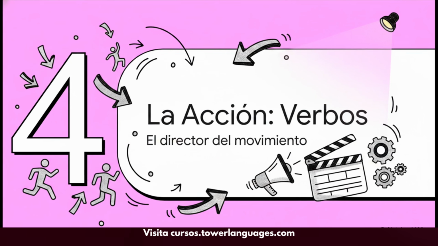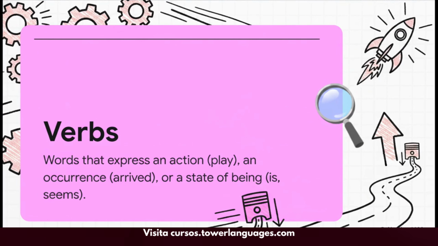Okay, so if nouns are the actors in our little sentence movie, then the verbs are the directors. They're the ones yelling action. They tell the actors what to do and get the whole story moving. You can think of verbs as the engine of the sentence. They give it life, they give it momentum. You can even point this out to your students. Without a verb, you don't really have a full sentence. You just have a list of actors standing around on stage with no direction.